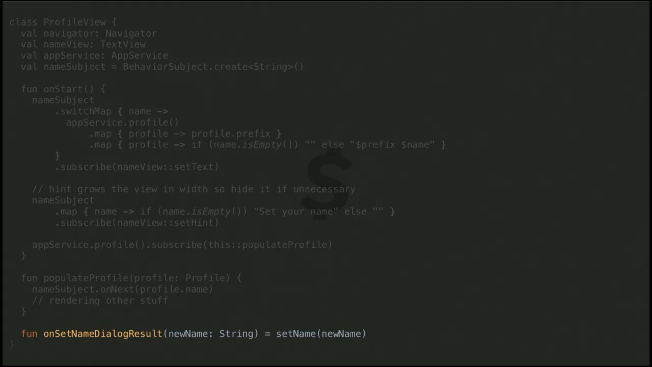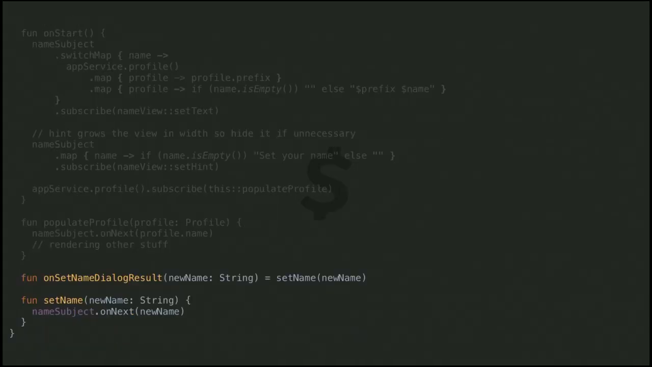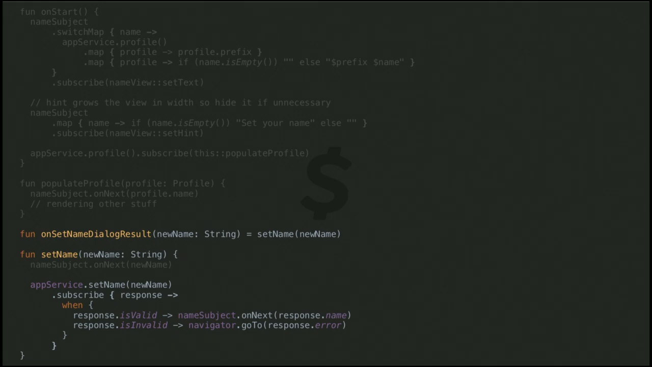And so let's say the user on the dialog changes their name, and now the onSetNameDialogResult is getting called. So we call the setName, which, surprise, calls the name subject. And then we actually call the service saying, okay, now I want you to update the name. And depending on the response, we either kick again a string into the subject, or if there is an error, let's say we just move away.